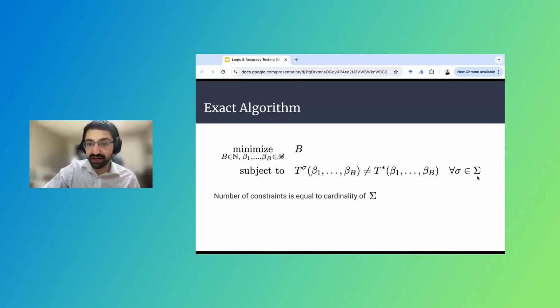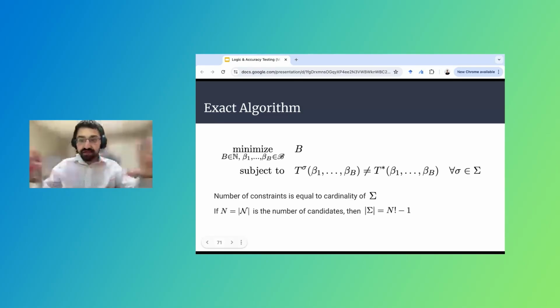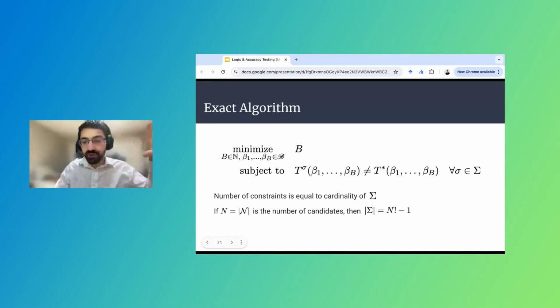So what is the cardinality of this set? How many incorrect bijections are there? Well, if we let n denote the number of candidates in the entire ballot style, so sum up the number of candidates in each of the different contests, then the number of bijections between n and n we recall is n factorial. And so the cardinality of sigma is n factorial minus 1. Why minus 1? Well, because that set sigma, capital sigma, doesn't include the correct bijection, right?